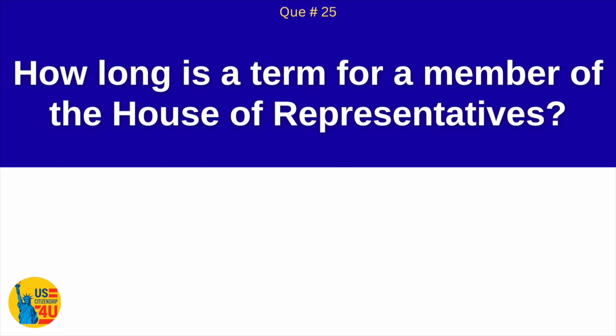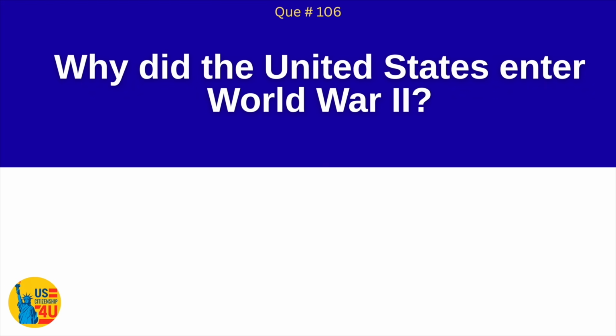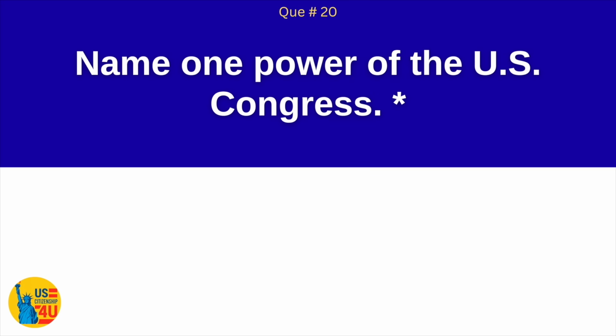How long is a term for a member of the House of Representatives? Two years. Why did the United States enter World War II? Japanese attacked Pearl Harbor. Name one power of the U.S. Congress. Rights laws.